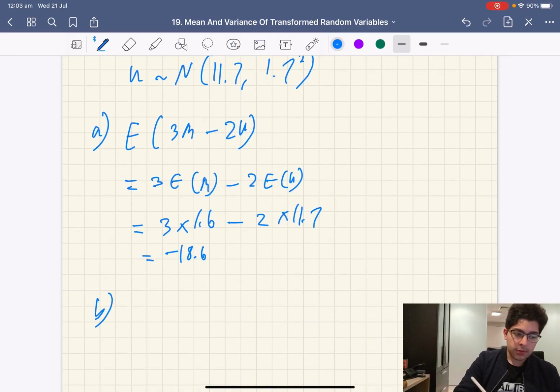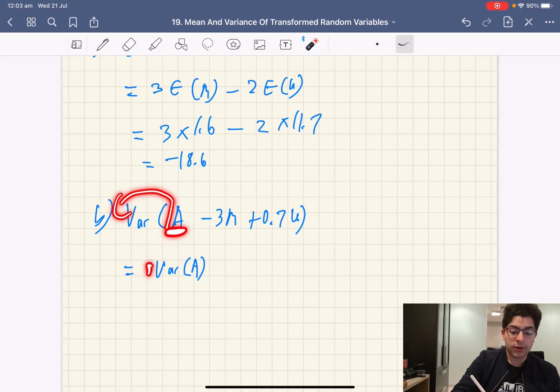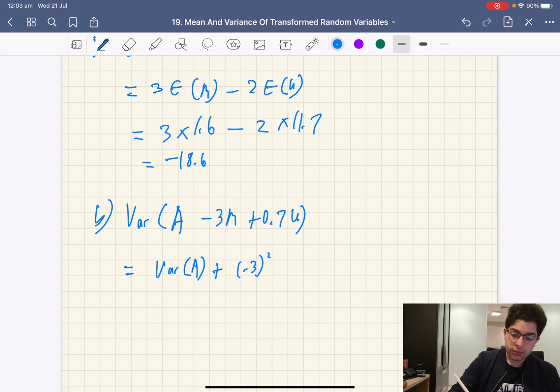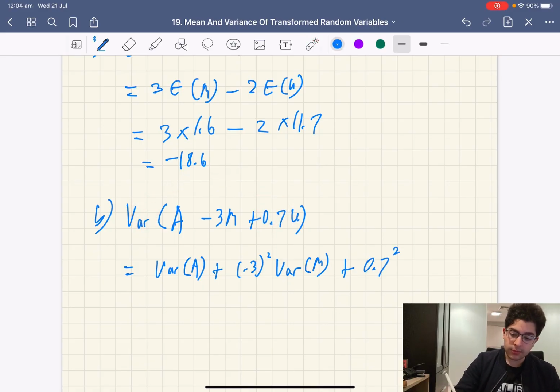Now if I asked for the variance of A minus 3M plus 0.7U, that's the same thing as the variance of A, because the coefficient of 1 here means that it will just pull over and doesn't really change much, plus minus 3 squared, because we're pulling out the coefficient, variance of M, plus this coefficient pulled outside, 0.7 squared, variance of U.